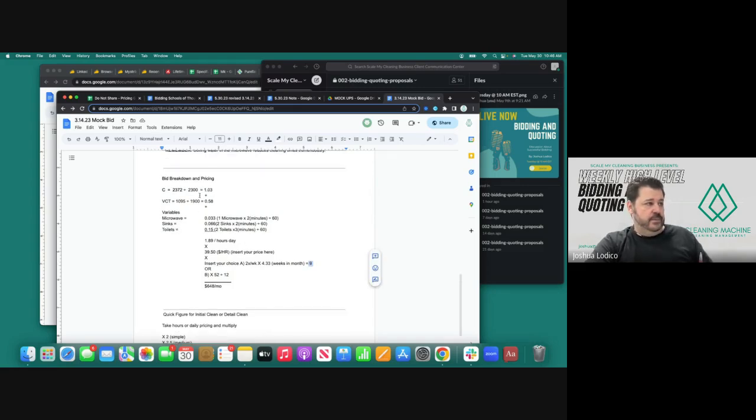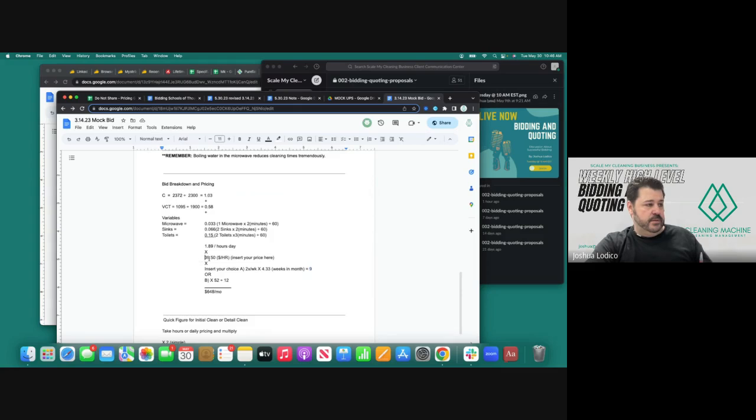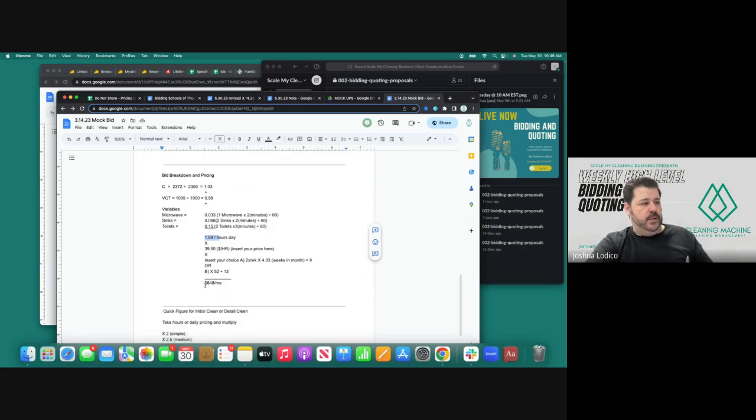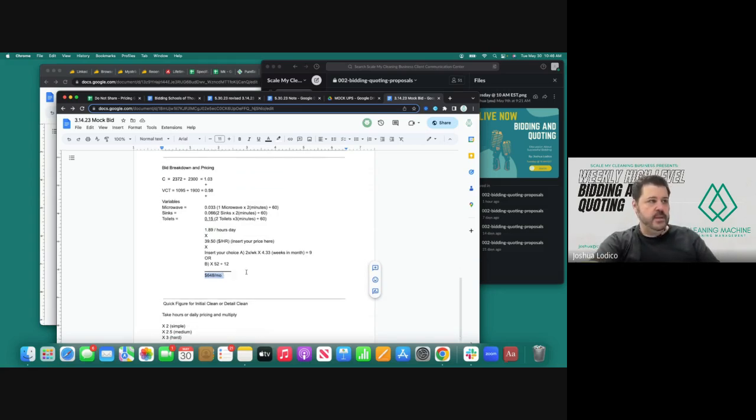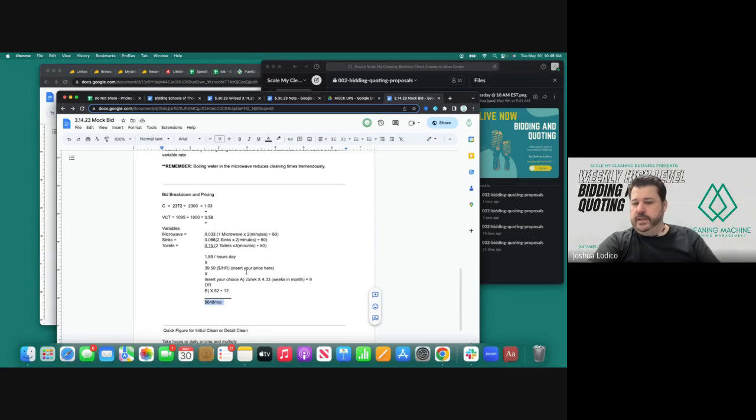So we take 9 times 3950 times 1.89, and we come out just shy of 648. It's like 647 and change, and we just rounded it up. And that's how we get to our dollar amount for the pricing of this particular bid.